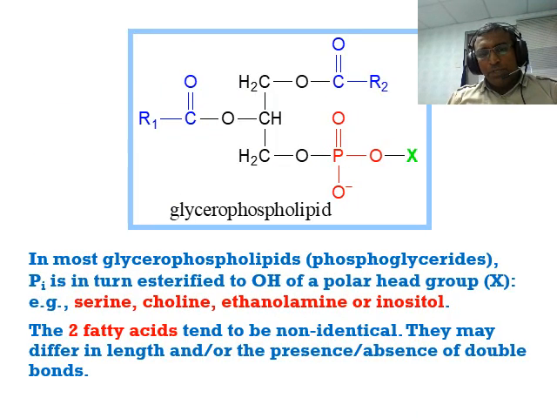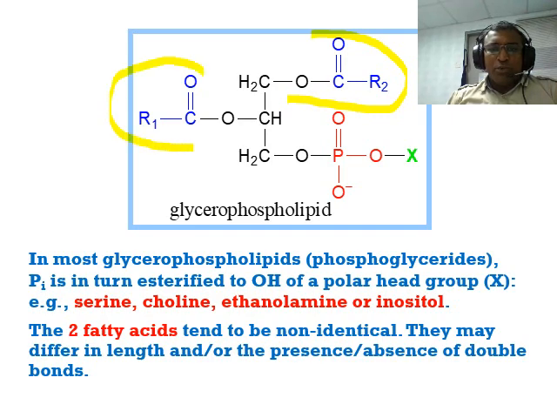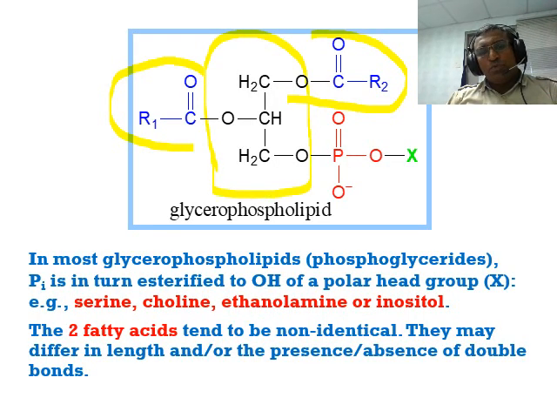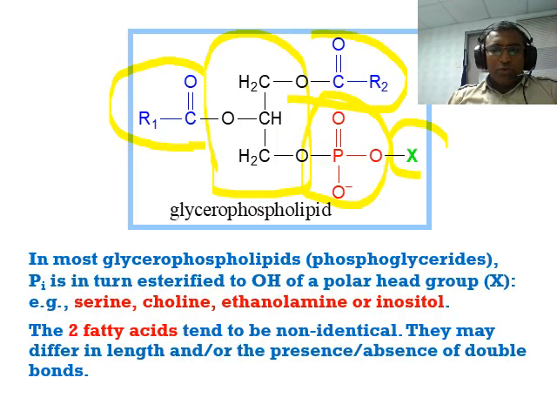So here you see the glycerophospholipid being shown, where it has the fatty acid connected to the glycerol backbone there. This is the glycerol. So two fatty acids, and then you also have the phosphate group connected to the X group. This X can be either one of these: serine, choline, ethanolamine, or inositol.